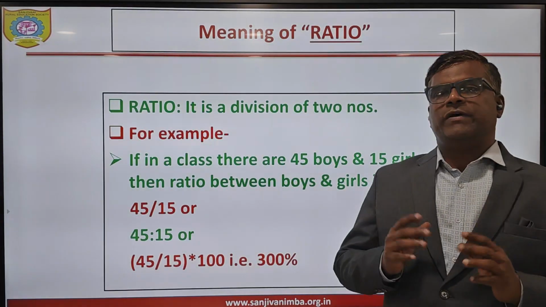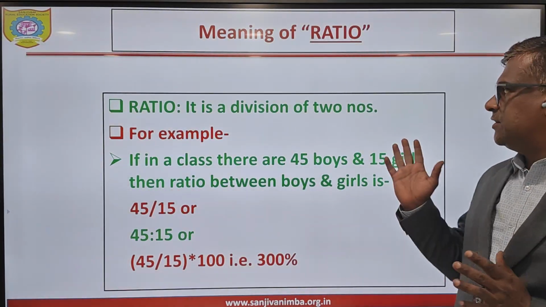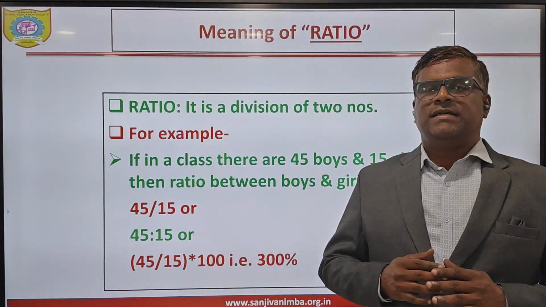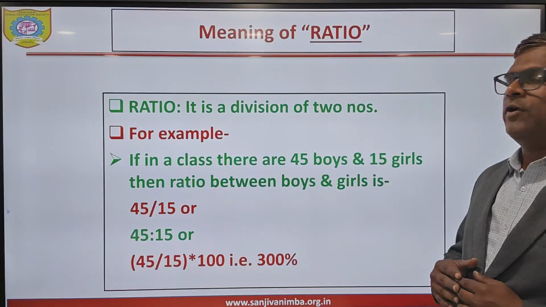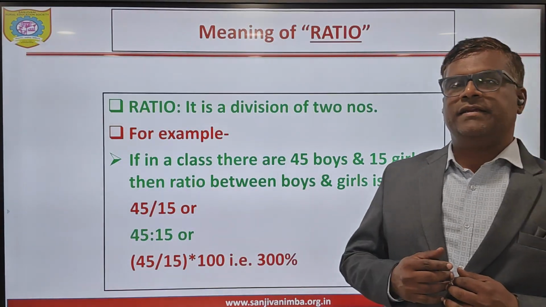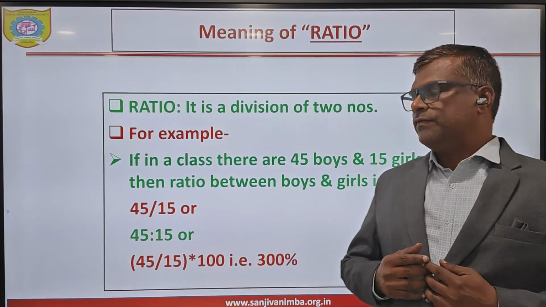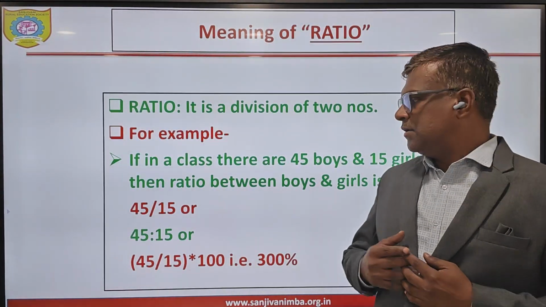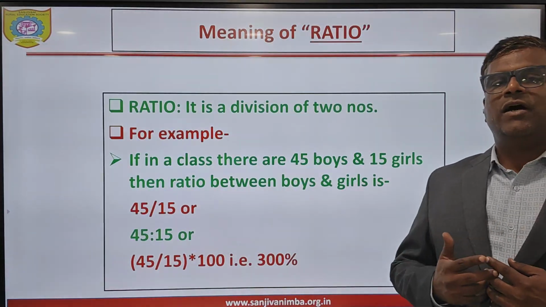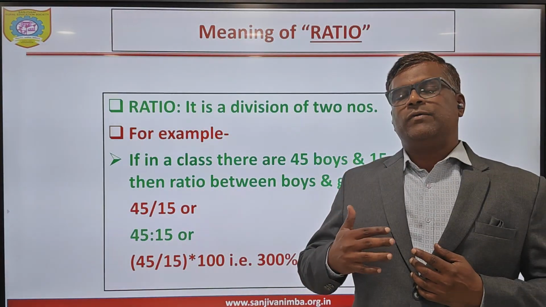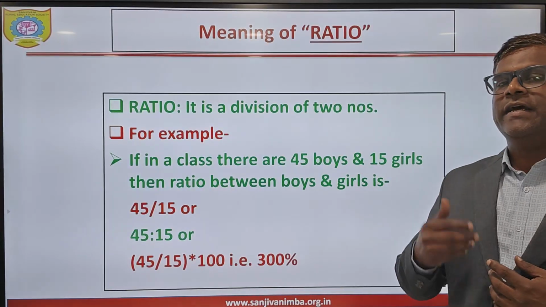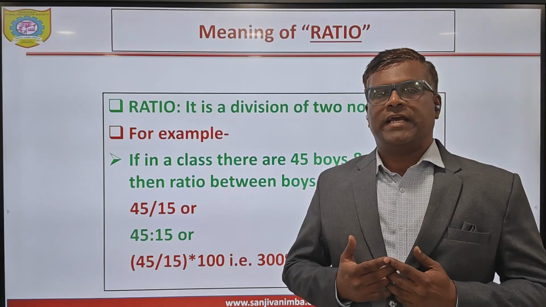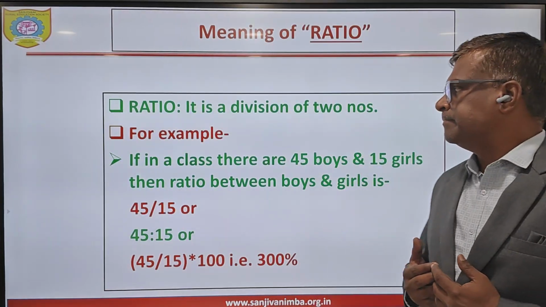So in simple words, ratio is a division of two numbers. For example, if in a class there are 45 boys and 15 girls, then if we have to calculate the ratio, we will simply divide them. So either 45 by 15, or 45 is to 15, or 45 divided by 15 into 100. These are the three different ways by which we can represent ratios.